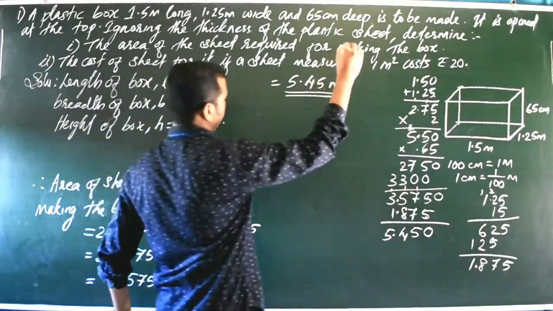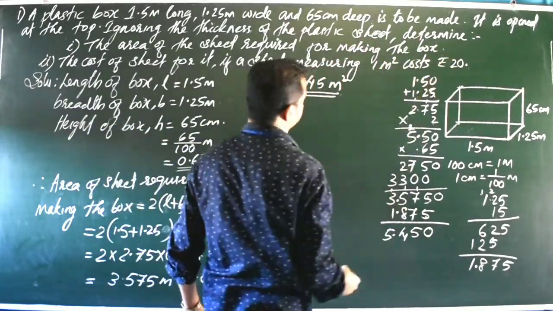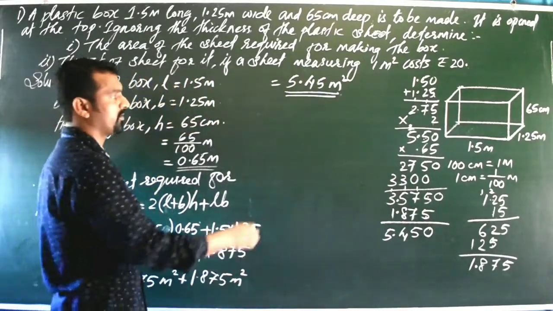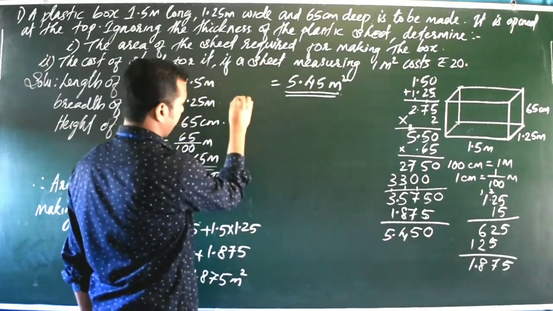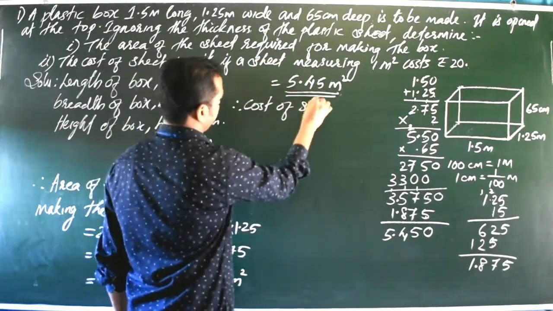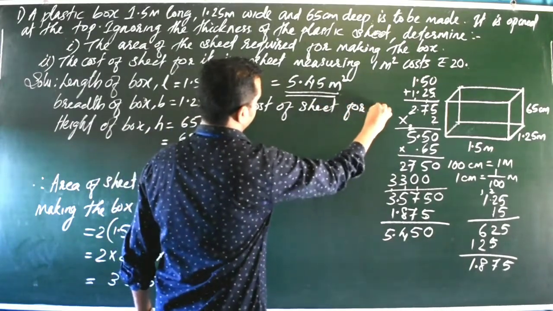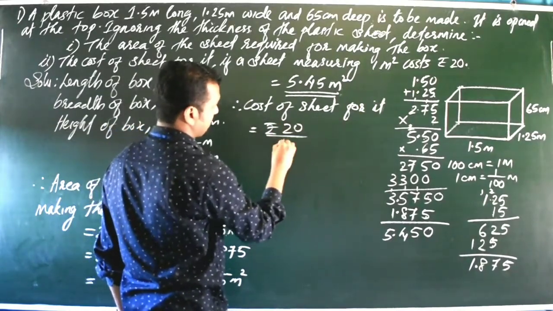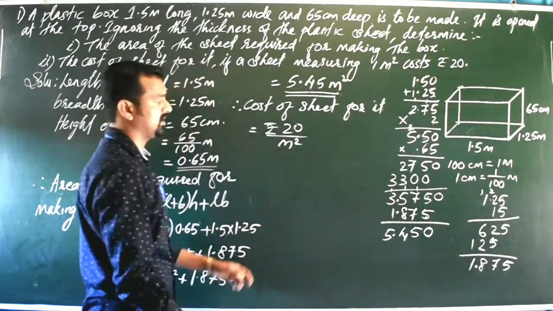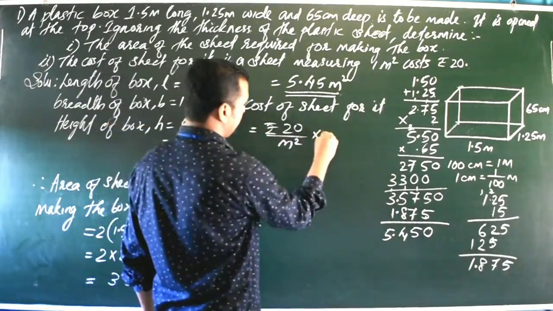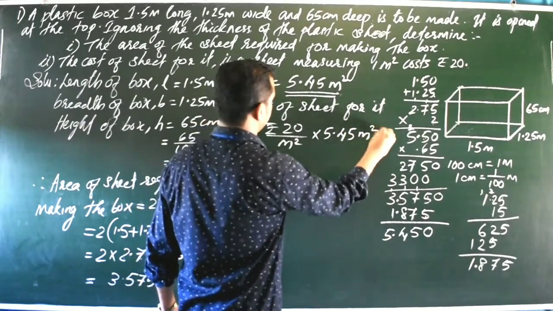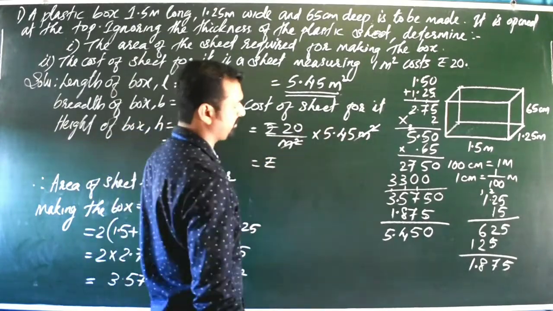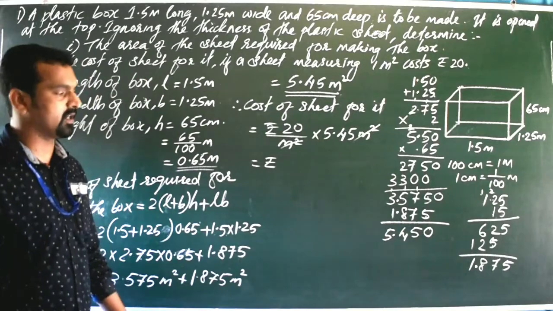So here, if it is a 1 meter square sheet, then its cost is rupees 20. We need 5.45 meter square sheet. Then what is the cost of that 5.45 meter square sheet? That is the question. Therefore we can write cost of sheet for it is equal to rupees 20 per meter square. It is given there 1 meter square costs rupees 20. That means rupees 20 per meter square into 5.45 meter square. Now here meter square we can cancel. That is equal to rupees 20 into 5.45. Multiply that.